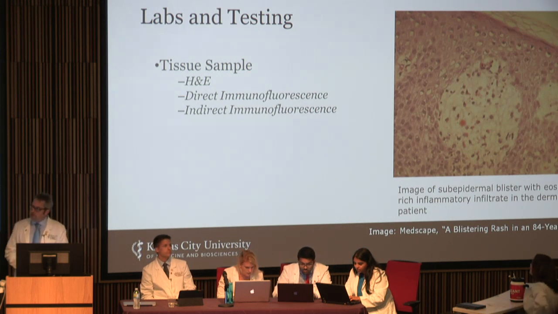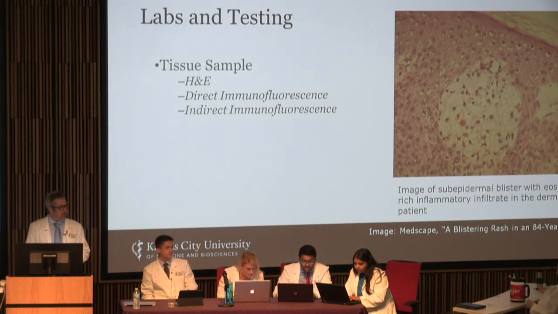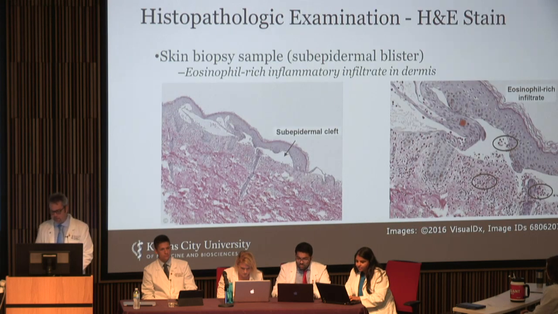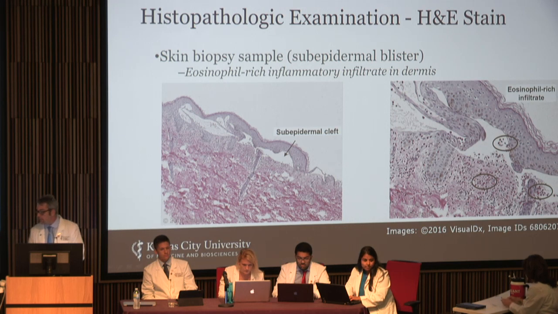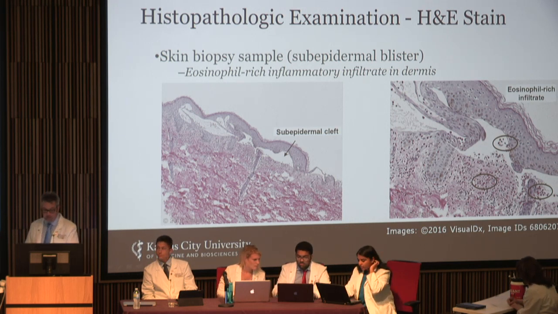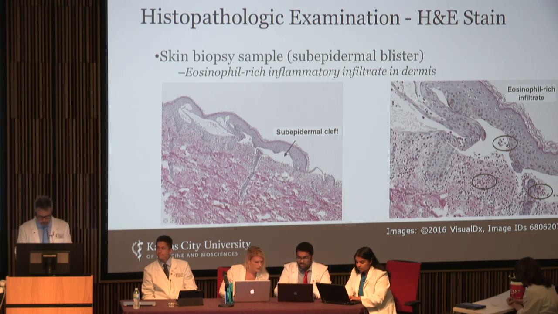We decided to order some tissue sampling, fix the tissue and stain it with H&E, as well as perform direct and indirect immunofluorescence. Tissue sampling fixed with H&E reveals the eosinophil-rich infiltrate, as seen in the circles on the right-hand side, in a subepidermal blister.